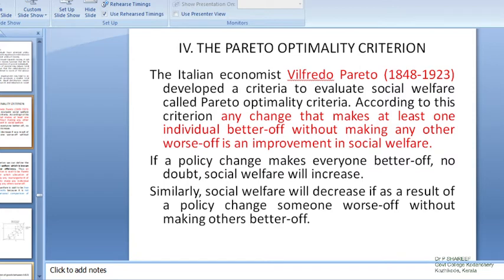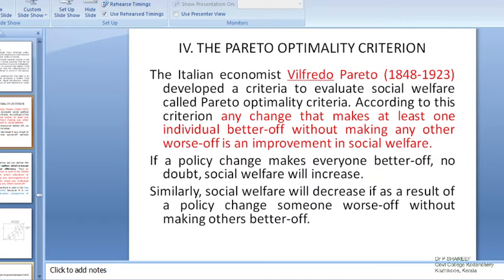If a policy change makes everyone better off, then no doubt such a change indicates improvement in social welfare. Similarly, social welfare will decrease if, as a result of a policy change, some individual becomes worse off without making others better off.